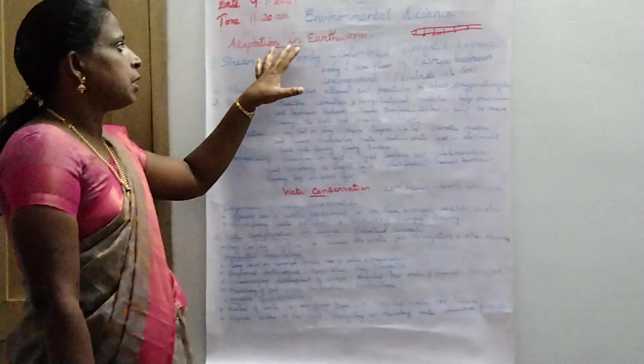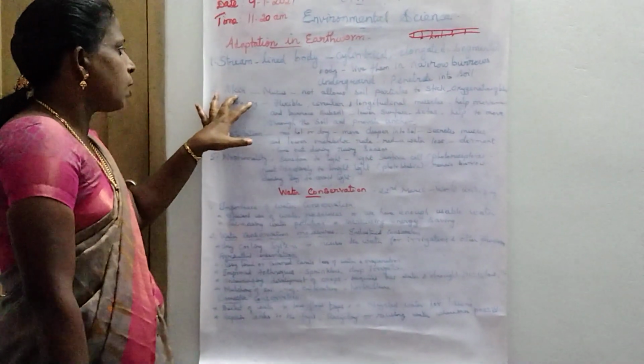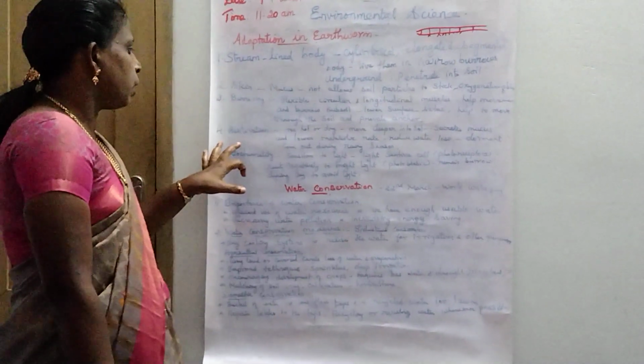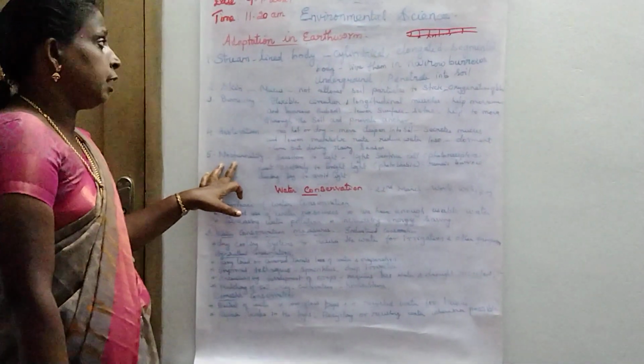See, what are the adaptations in earthworm? First one is streamlined body. Second one is skin. Third one is burrowing. Fourth one is estivation. Fifth one is nocturnality.